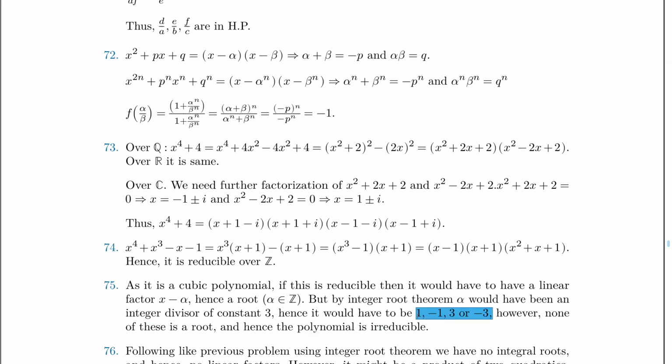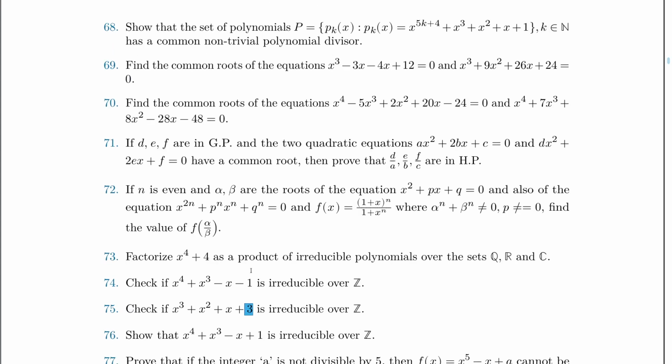So this root alpha, that is root or factor, can be 1, minus 1, 3 or minus 3. However, if you substitute these and try to divide, you will find that none of these is a root of the given equation, and therefore the polynomial is irreducible. Question 76 says that show that x to the power 4 plus x cube minus x plus 1 is irreducible over Z.